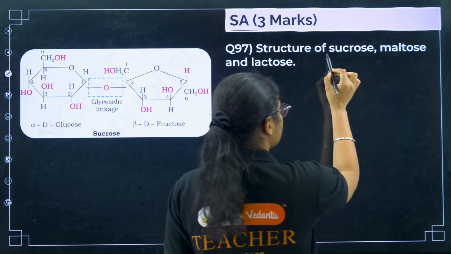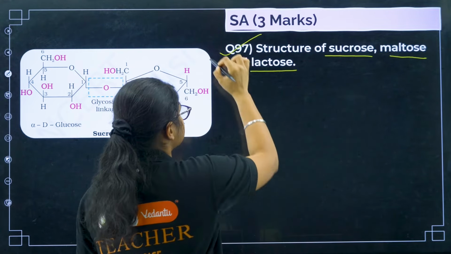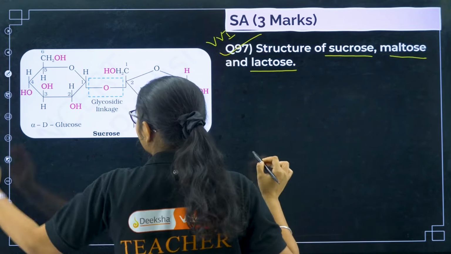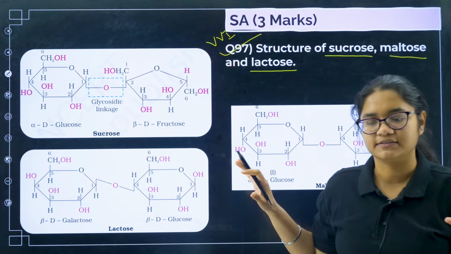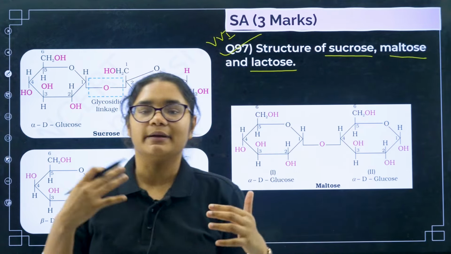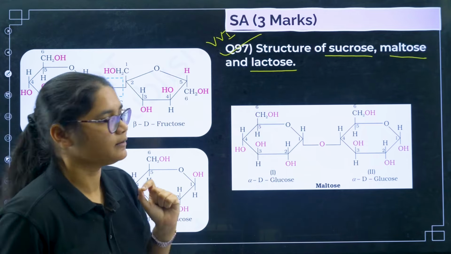Next question is again very important: structure of sucrose, maltose and lactose. In the 2-marker question this will be very important. Any one structure might be asked, so you should know their structure. I know it is again very difficult to memorize, but yes, study it again and again and practice it, you will remember.